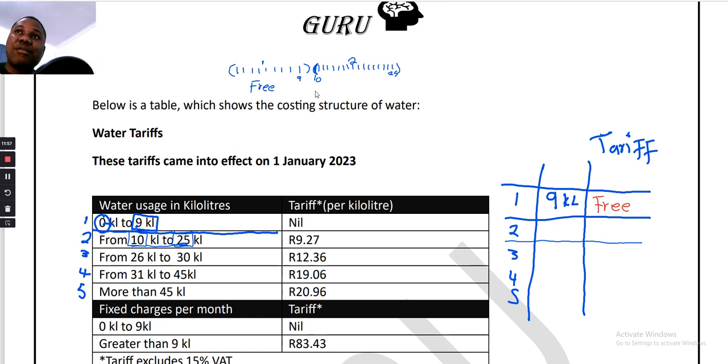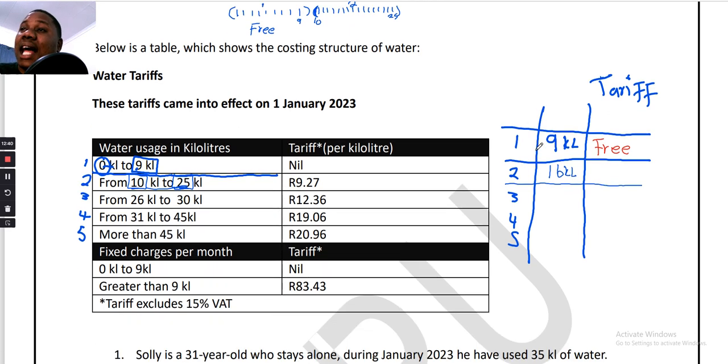Remember, now we're no longer counting from 10 to 25, but we want to know the number of kiloliters that are between 10 and 25. So when I check here, now we're going to count: 1, 2, 3, 4, 5, 6, 7, 8, 9, 10, 11, 12, 13, 14, 15, 16. That means the kiloliters that are between 10 and 25, they are 16, meaning that block number 2 can accommodate 16 kiloliters. So how much are they going to charge you?